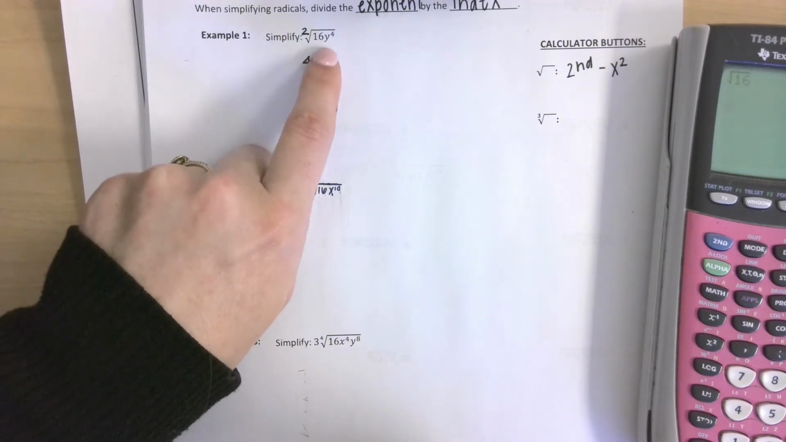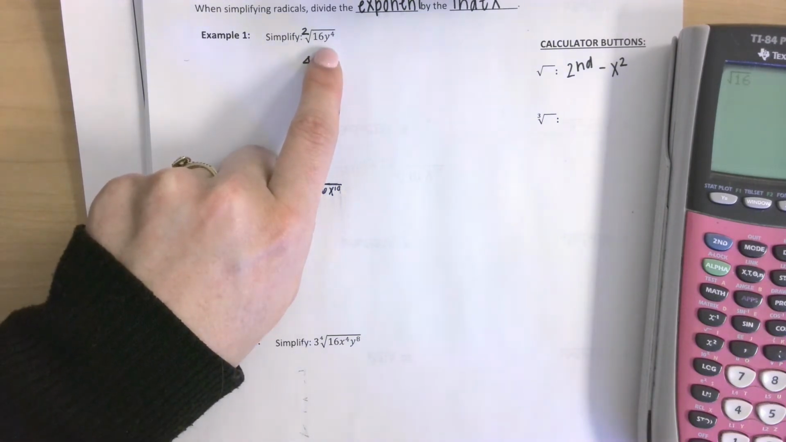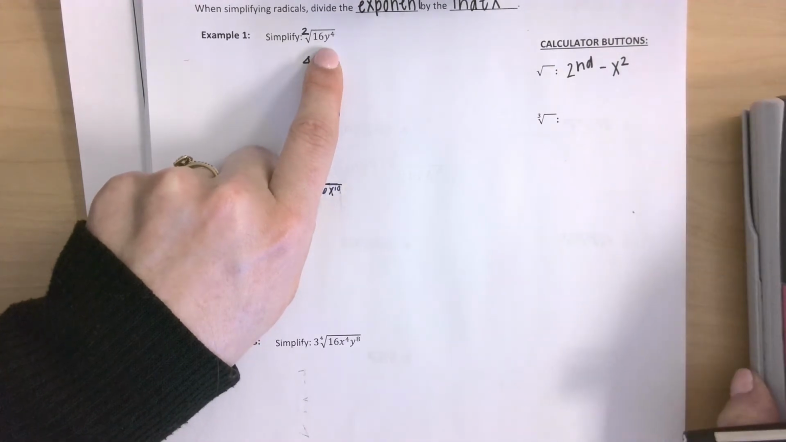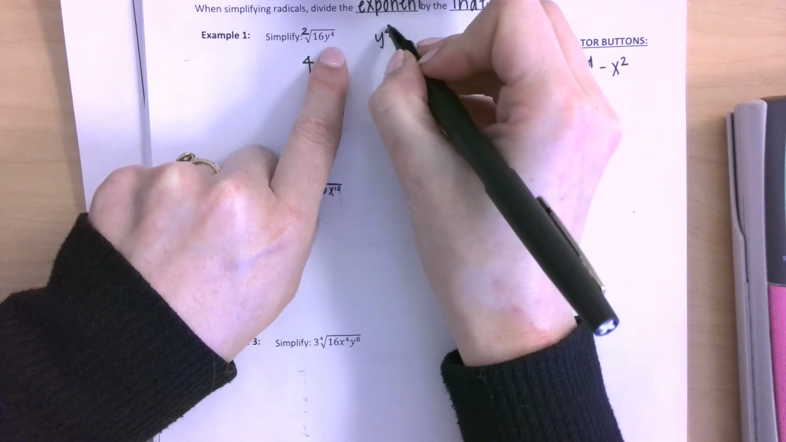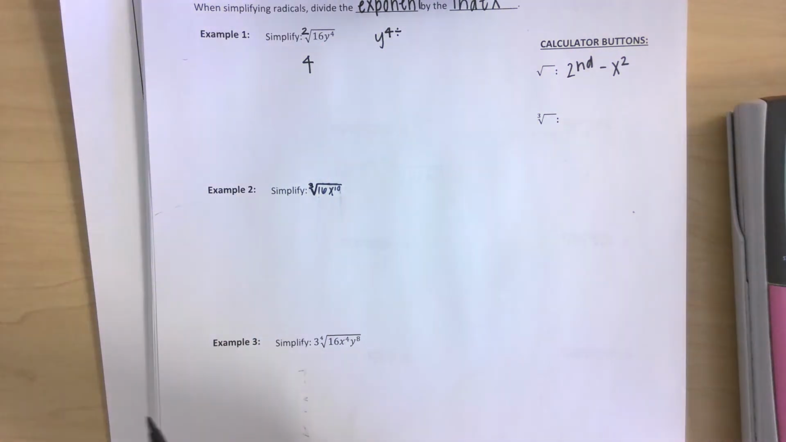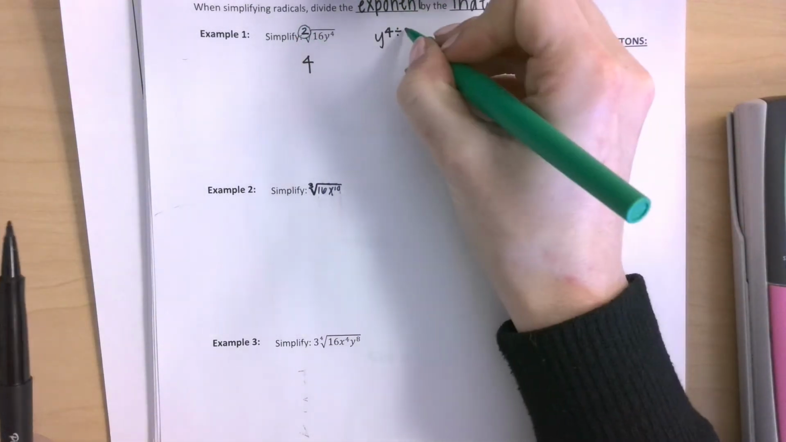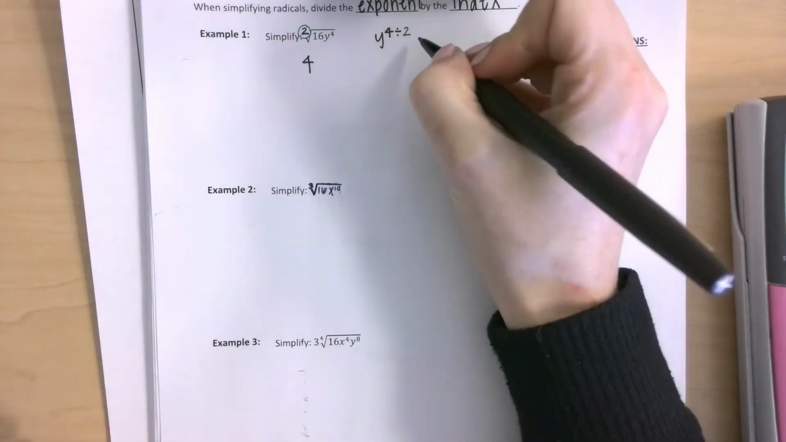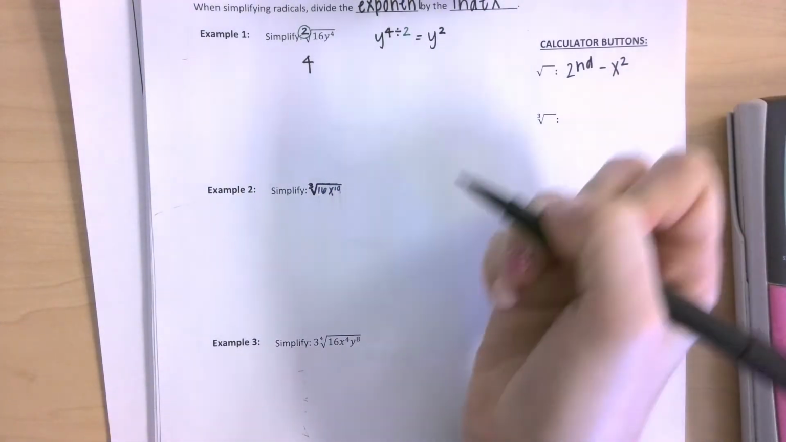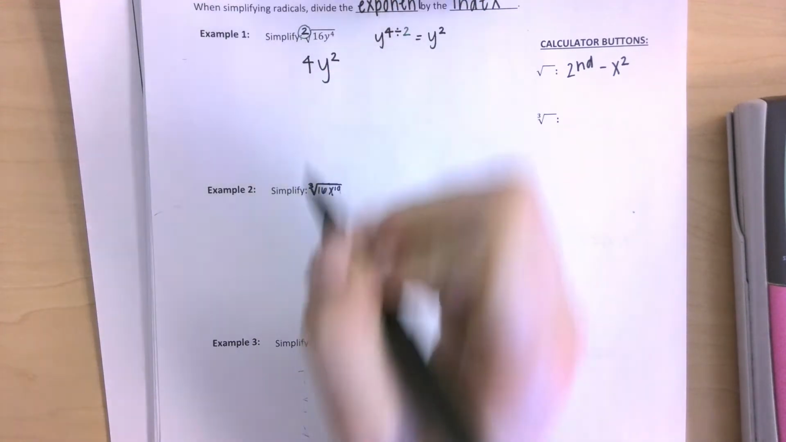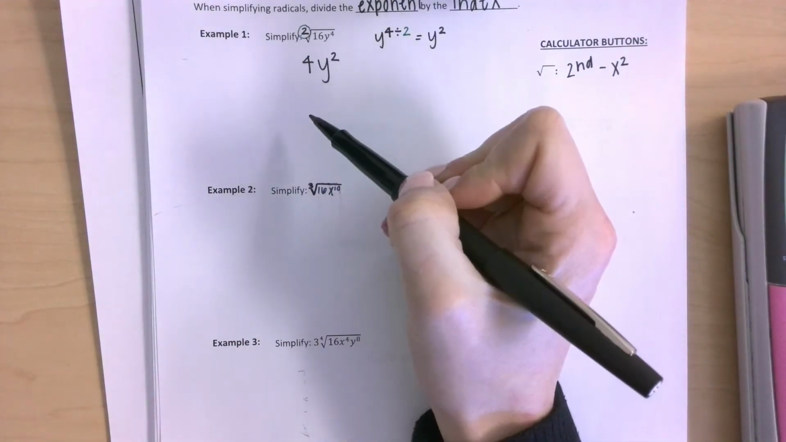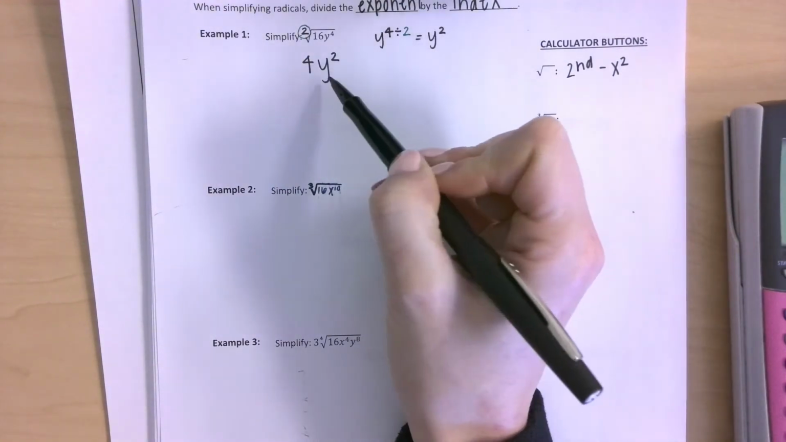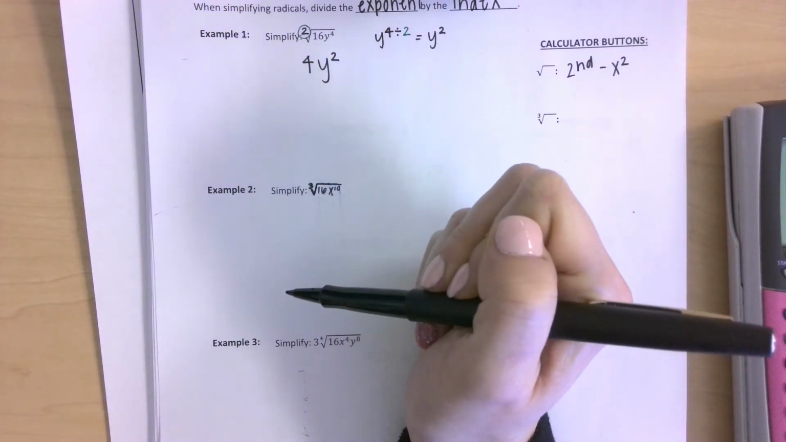Now I can't type in this y to the 4th in my calculator, so I'm going to have to do this a little bit by hand. What I'm going to do is take that y to the 4th, and I'm going to divide my exponent, so I'm dividing the 4 by my index. The index in this case was 2. So when I divide 4 by 2, I get 2 left over. So I now have y squared. Once you do that division, so once you divide your exponent by the index, whatever you're left over with is now outside of the square root.